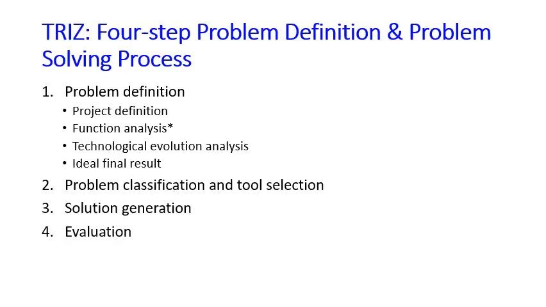So those were the 5 key elements of TRIZ. Now let's see how TRIZ actually solves problems. TRIZ offers a 4-step process. The methodology in TRIZ offers a 4-step problem definition and problem solving process. The most important part of this 4-step process is the first one, problem definition.